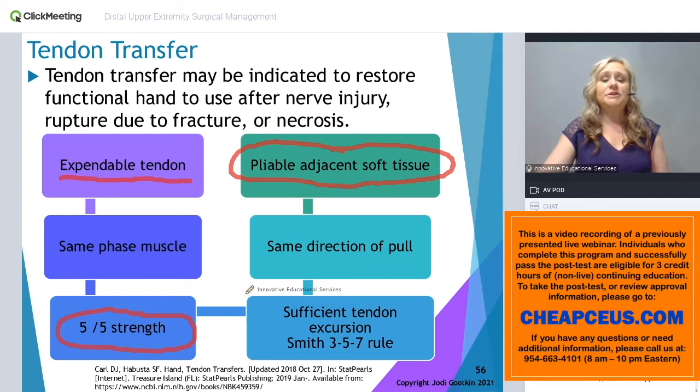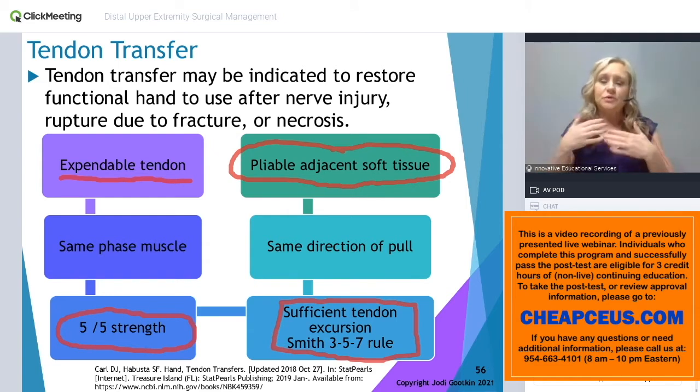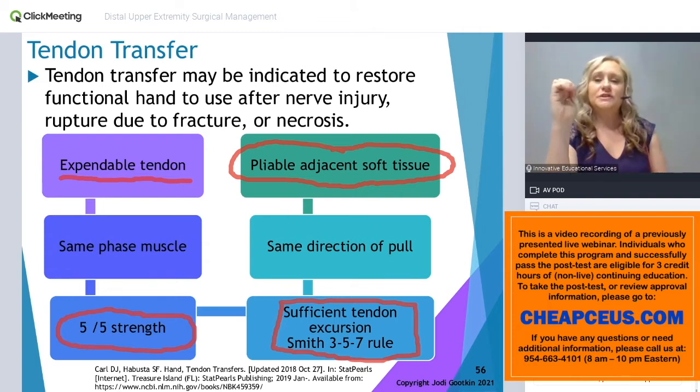And then the physician, if you're reading the op report, you might see reference to Smith's rule. This is how they decide where they can take one tendon from to move to another location. As we look at the excursion that our different tendons need from all the different joints, they need to have a different amount of length to be able to perform their function and maintain their length-tension relationship. And this is called Smith's rule.